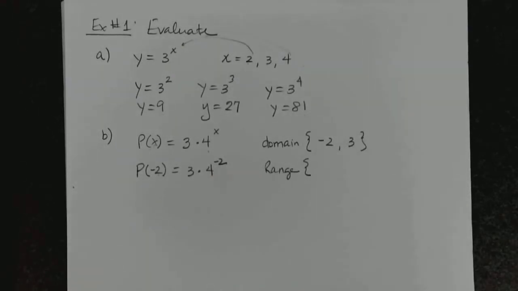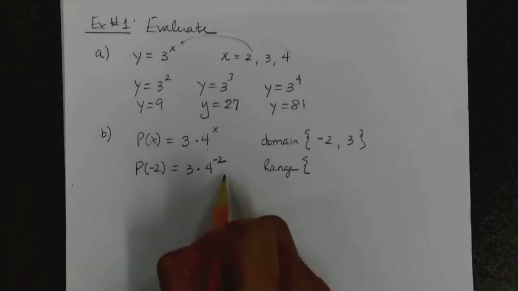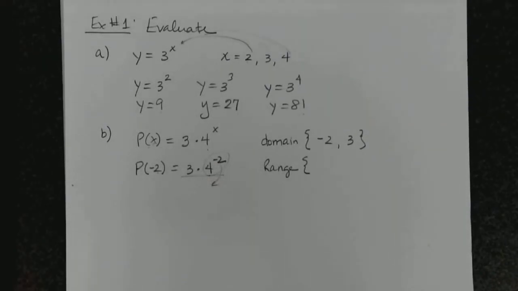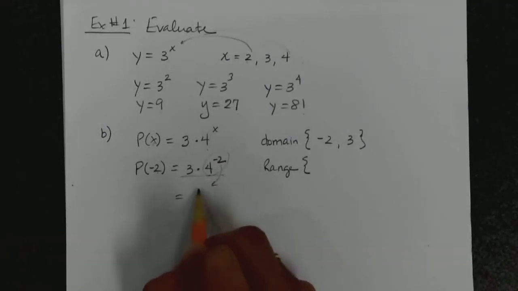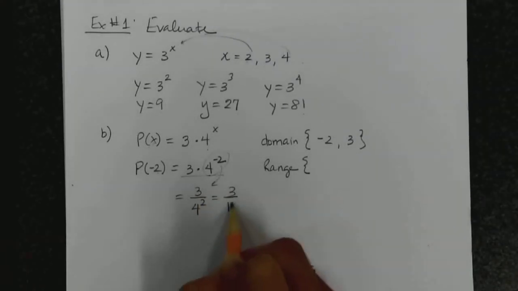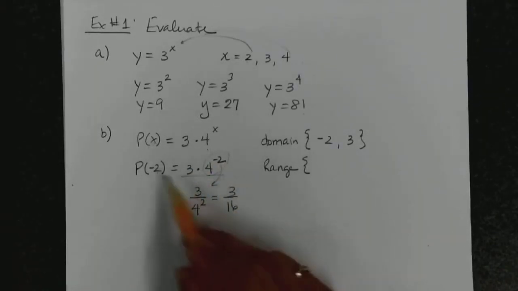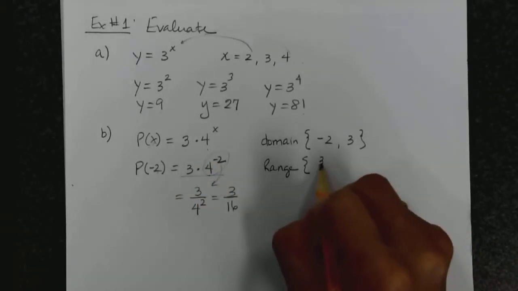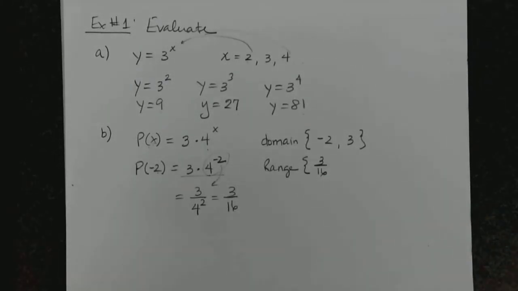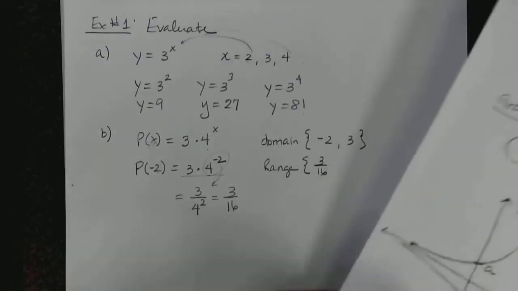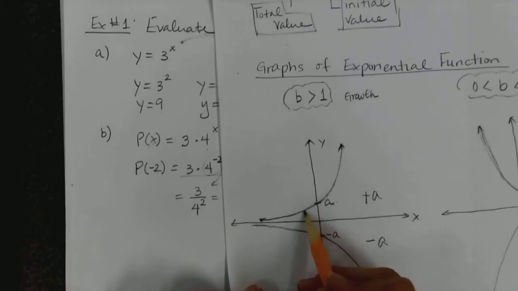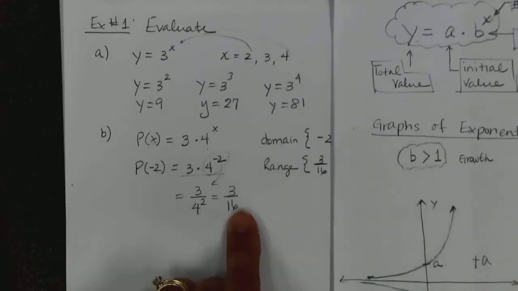So we're still evaluating, we're plugging it in. And because this is a negative exponent, remember negative exponents make it move and make it a fraction. So this whole moves down and becomes 3 over 4 squared, which is 3 over 16. So when x is negative 2, p of negative 2 is 3/16. So if you notice from our graph before, when it's a negative exponent, the values become really small, and this is why.